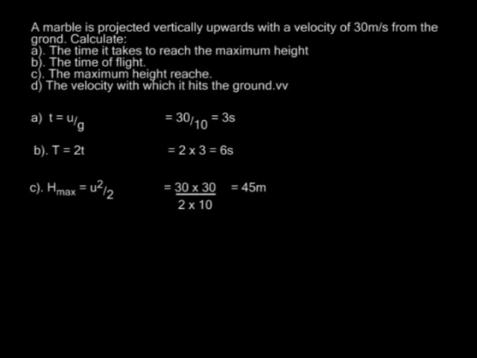Finally, D, velocity of return is given by v squared is equal to u squared minus 2gh. So v squared is equal to u squared, which is equal to 30 times 30, and hence v is equal to square root of 900, which gives us 30 meters per second.